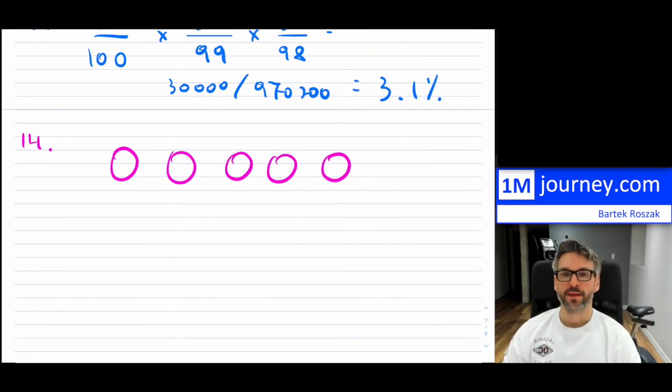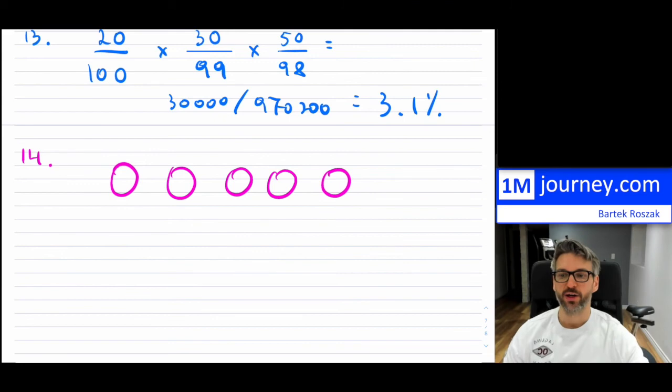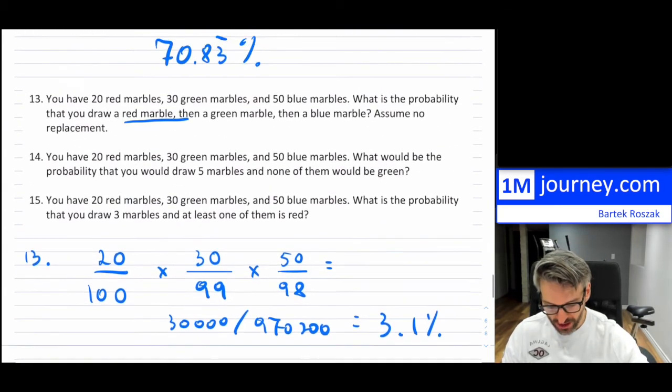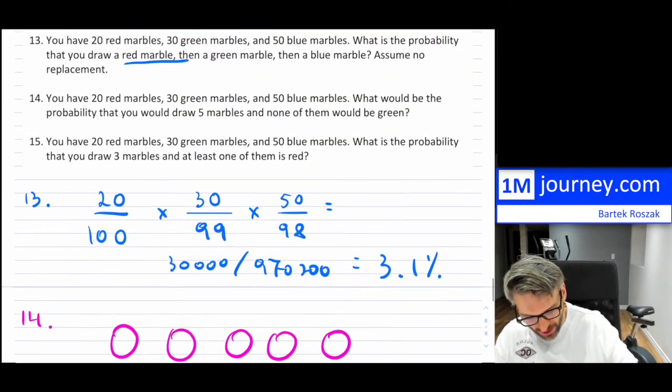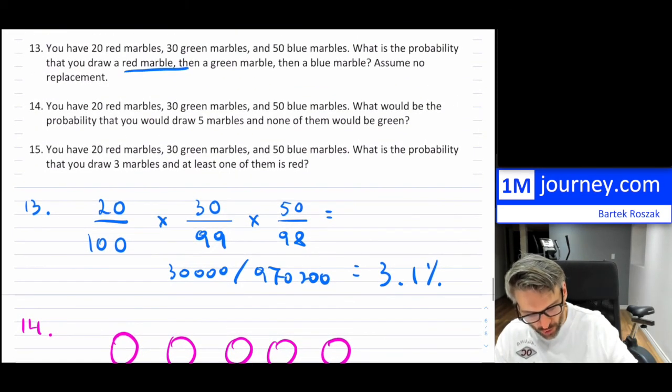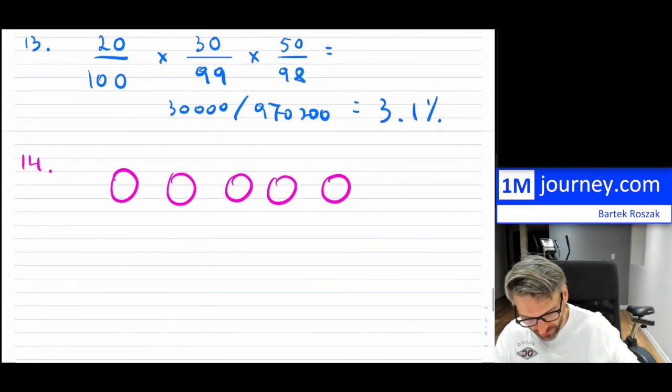Right? So if none of them are green, then what you're trying to see is, okay, what's the probability of first drawing a marble and then not seeing a green one at all? Well, how many green ones were there? There's 30 green ones. So now we're going to assume no replacement. All right, so let's assume that for this one.